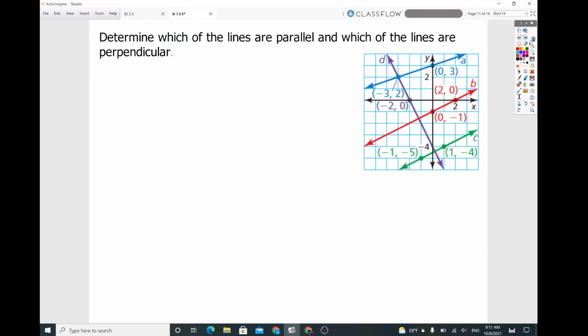Determine which lines are parallel and which lines are perpendicular. Basically, you just need to find the slope here. For line A, using the slope formula, y2 minus y1, so 3 minus 2 over 0 minus negative 3. Again, you can always label it x1, y1, x2, y2. So 3 minus 2 all over the quantity 0 minus negative 3. What we found here is 1/3. And then the slope of line B.